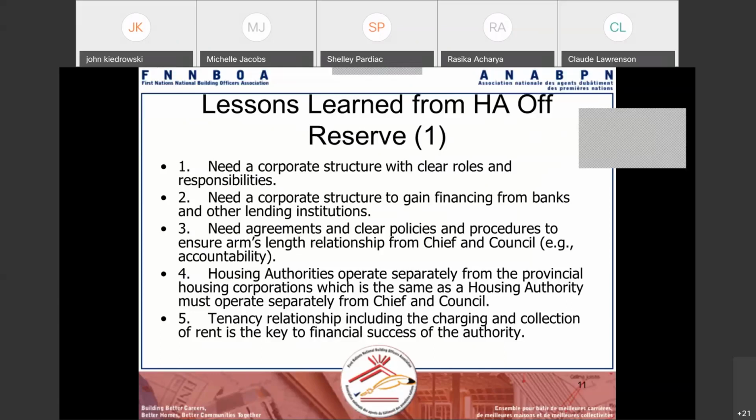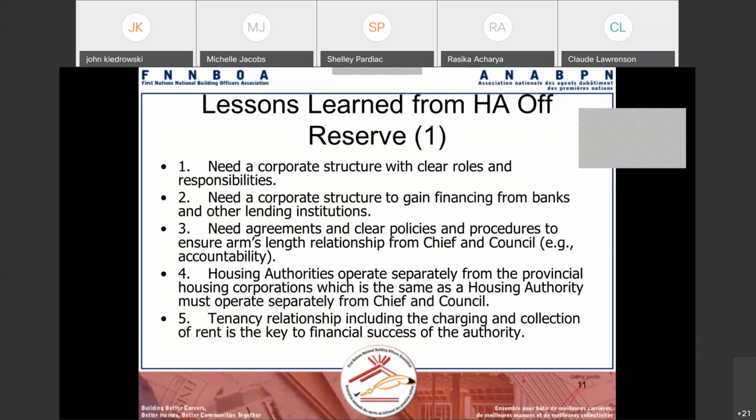So that leads us to a third point. The agreements need to have clear policies and procedures to ensure arm's length relations from chiefs and councils. Again, accountability, performance, how it is going to function. So if you're going to set up a housing authority, what we learned from off reserve is they have agreements on absolutely everything: how the board functions, the board of directors' responsibility. They have board liability insurance to make sure everything's protected.